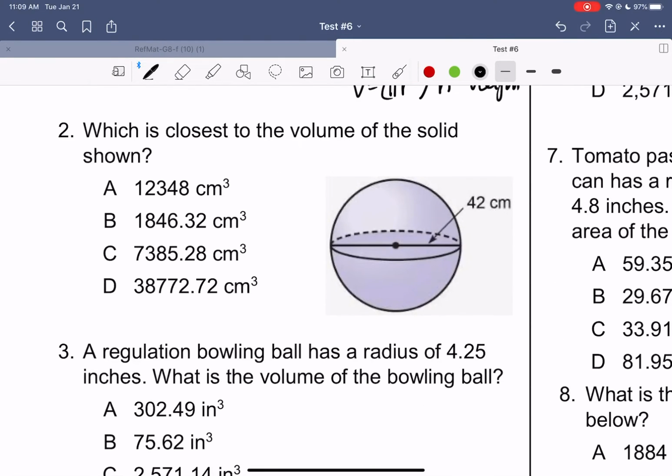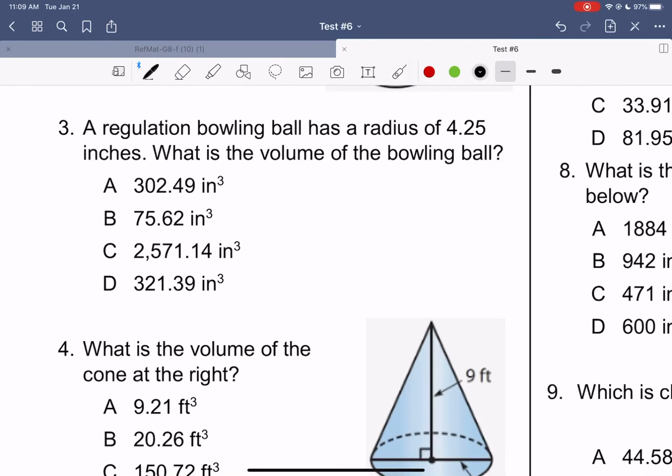So we'll be left there. Number 2, which is the closest to the volume of the solid shown. So again, this is representing our diameter, so the radius is going to be 21. We have V equals 4/3 pi radius cubed. So when we substitute in, we'll have 4/3 times 3.14 times our radius, which is 21, and we want to make sure to do that to the third power. So when you put that in your calculator, you should get an answer there.